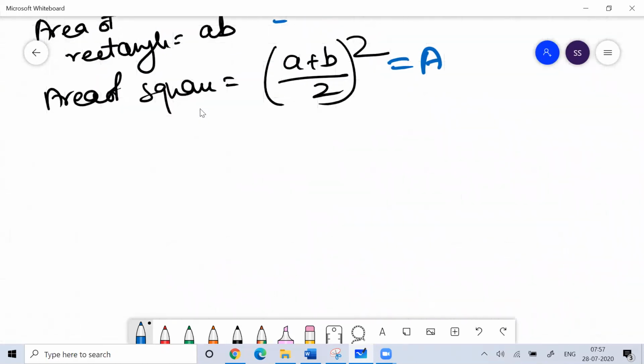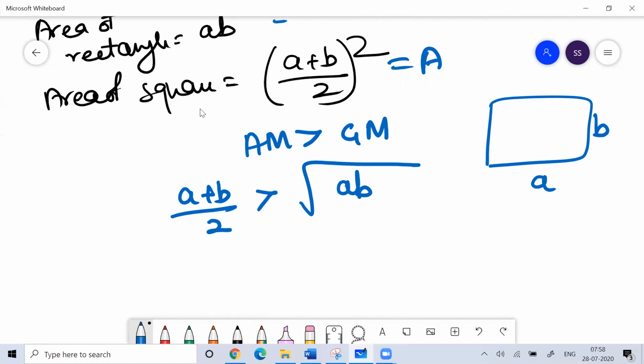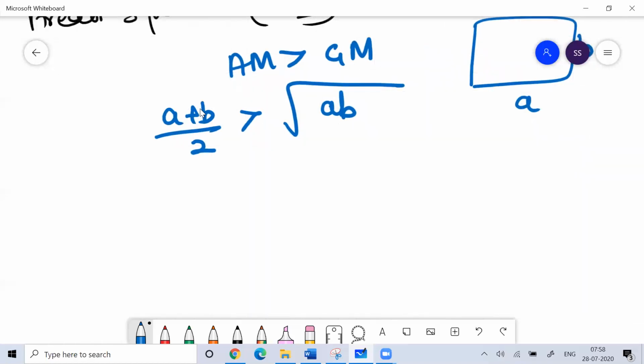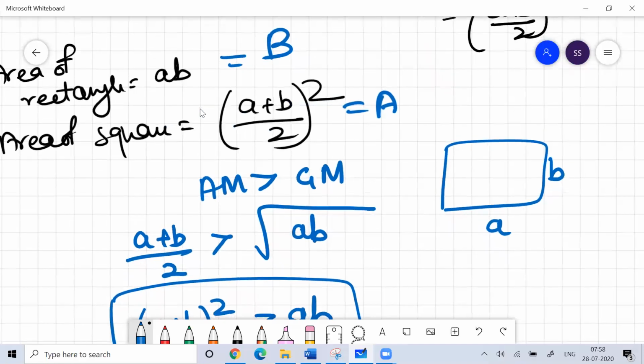Otherwise, if you know the inequality concept, you know that the arithmetic mean is greater than or equal to the geometric mean. So if I talk about the rectangle having the sides a and b, the arithmetic mean would be (a plus b) by 2, and that should be greater than or equal to the geometric mean. So I can say ((a plus b) by 2) whole square is greater than or equal to ab. So that proves it.